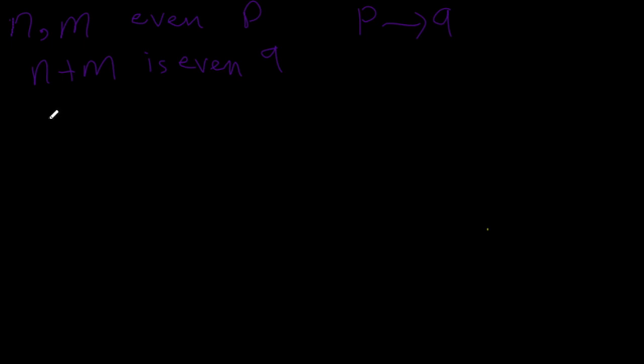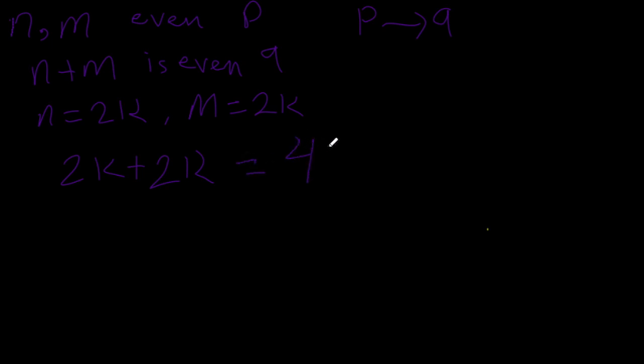Now we want to start from p, and we end up with q in direct proof. So basically n equals 2k, m equals 2k, and now we want to take the addition of those two numbers. So we will take 2k plus 2k, which equals 4k. Now 4k could be rewritten as 2 multiplied by 2k, and this is similar to the definition of even integers. So we can conclude that the sum of those two numbers is even.